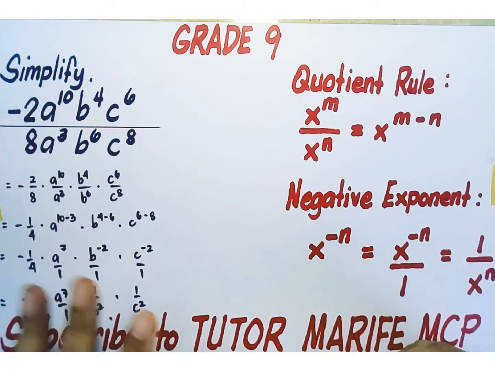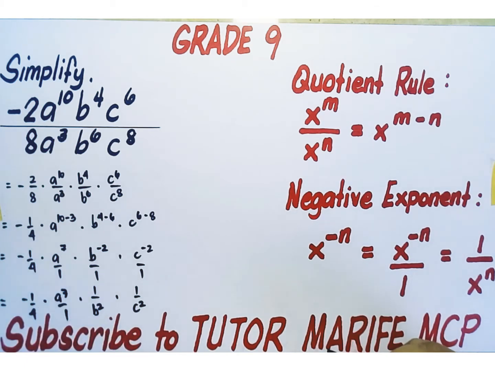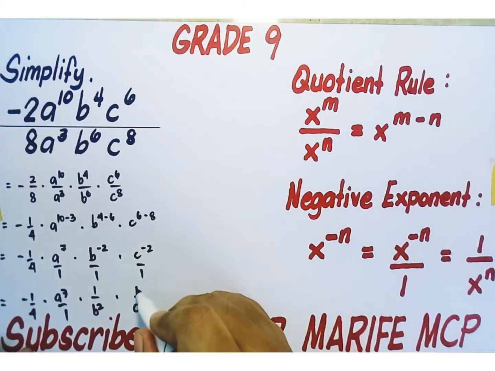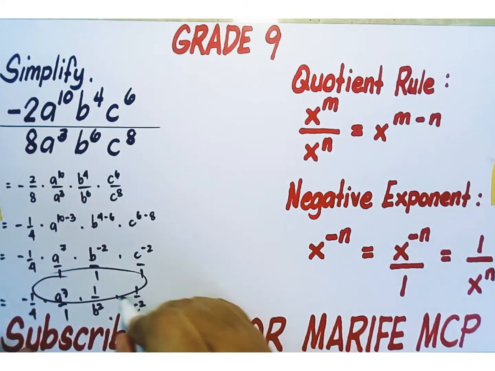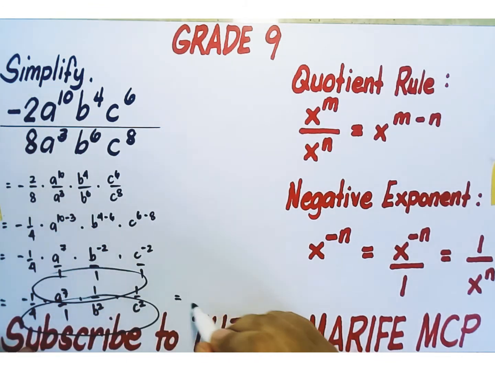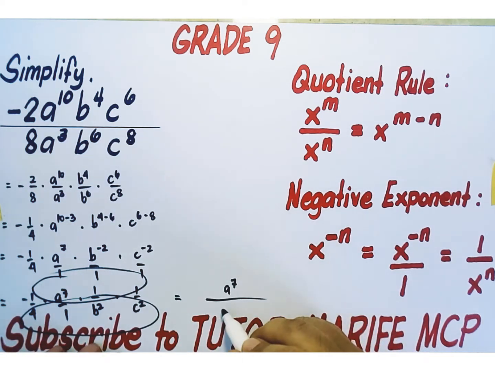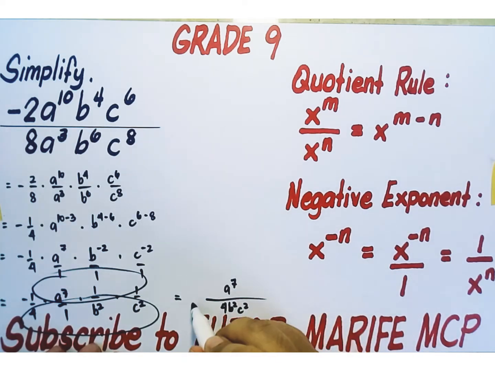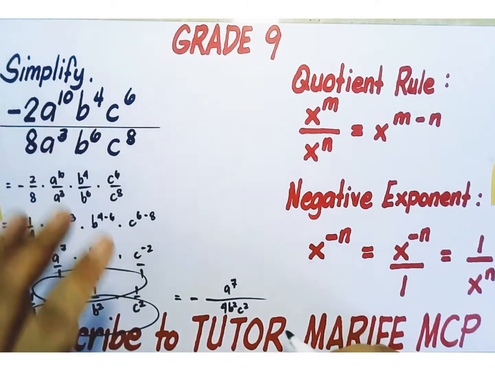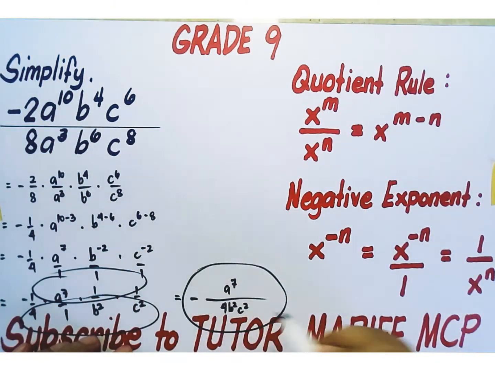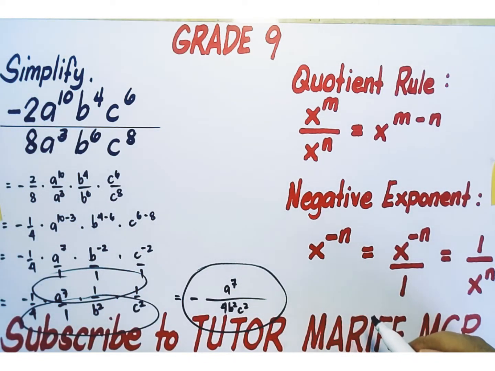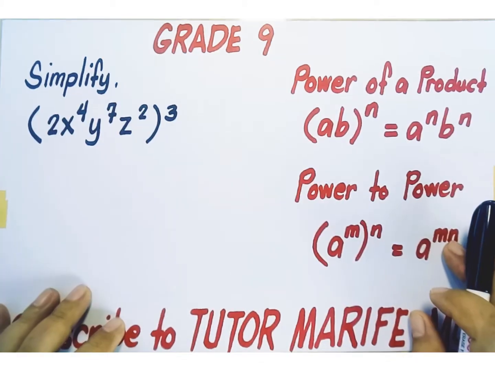Express our final answer as a single fraction, multiply all the numerators and multiply all the denominators. Multiplying all the numerators, we get a raised to 7. Multiplying all the denominators, we get 4b squared c squared. The sign of the answer is negative. Our final answer for the first expression is negative a raised to 7 over 4b squared c squared.